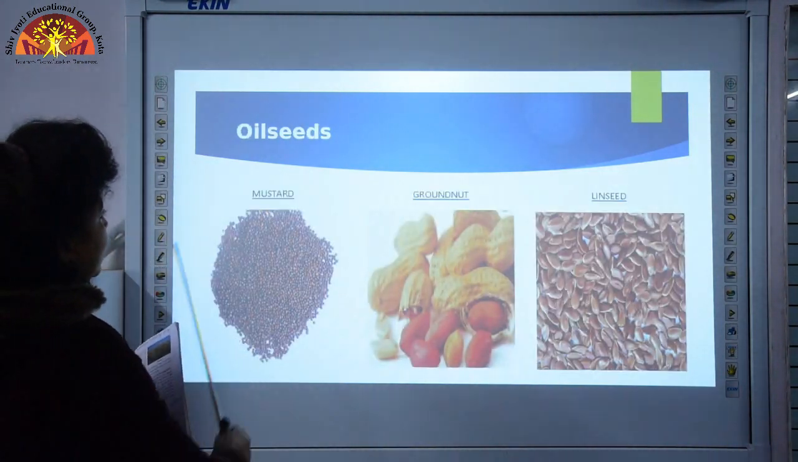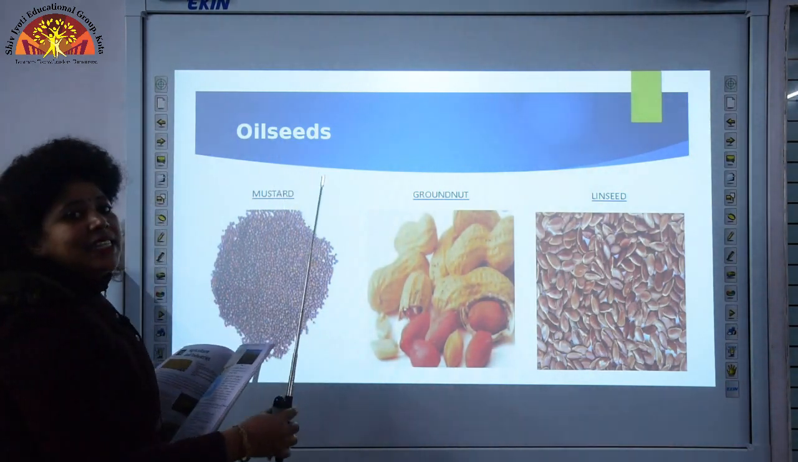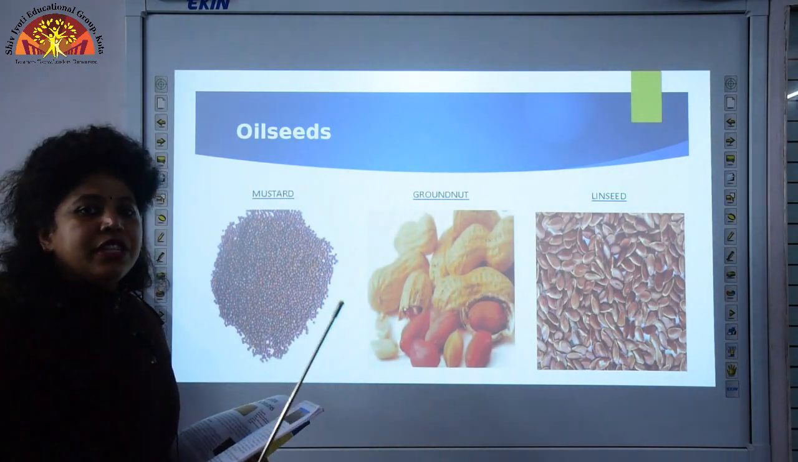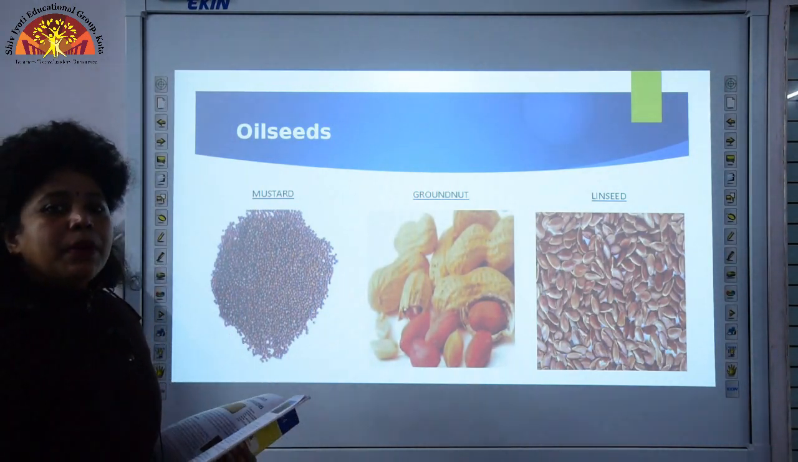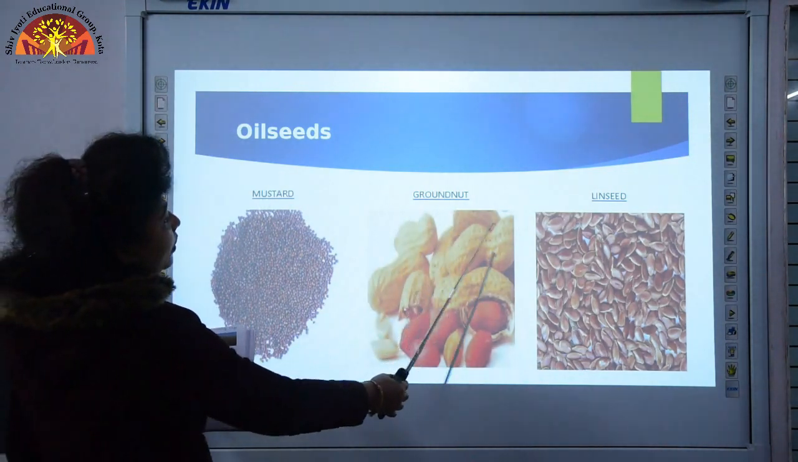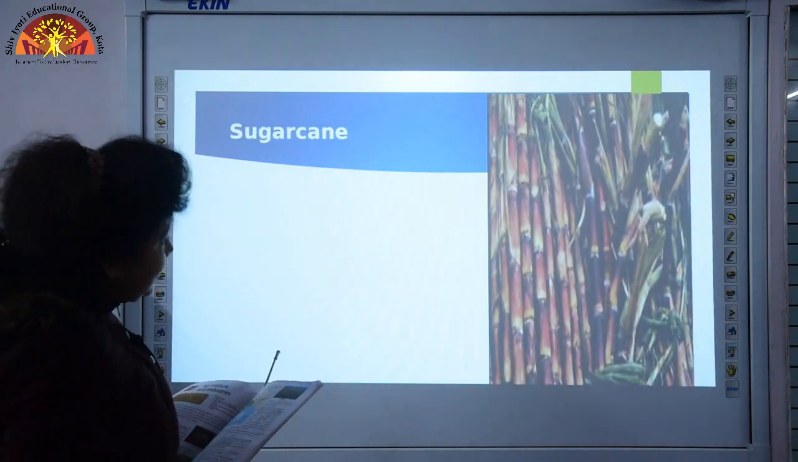Next you have the oilseeds. Why are they called oilseeds? Because these seeds are rich in oil content and are used in the production of oil. Some examples of oilseeds are mustard, groundnut and linseed.